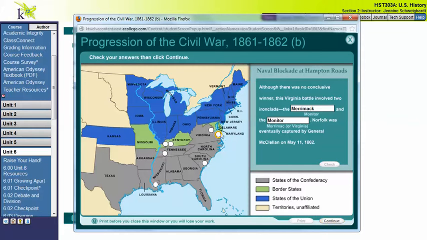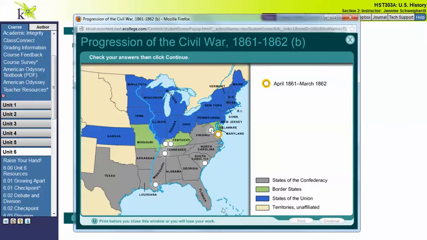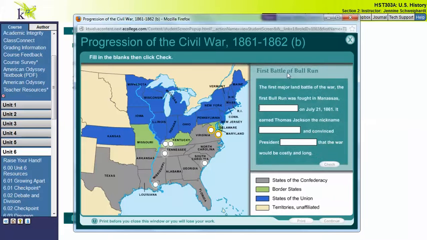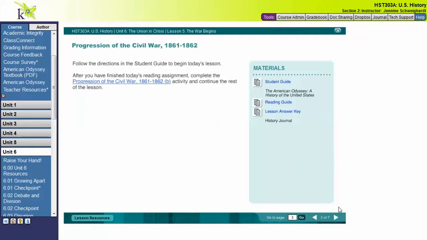Okay, so as you do this, you can go through each battle, the major battles of the first year of the war. We also see the Battle of Bull Run, and you continue through the exercise in that manner.